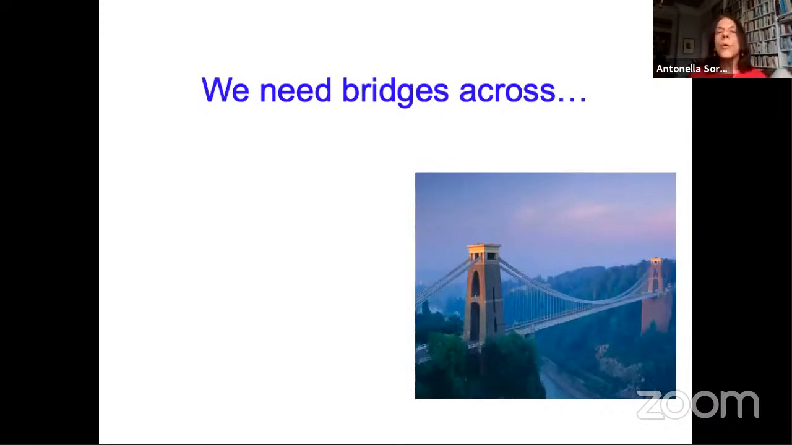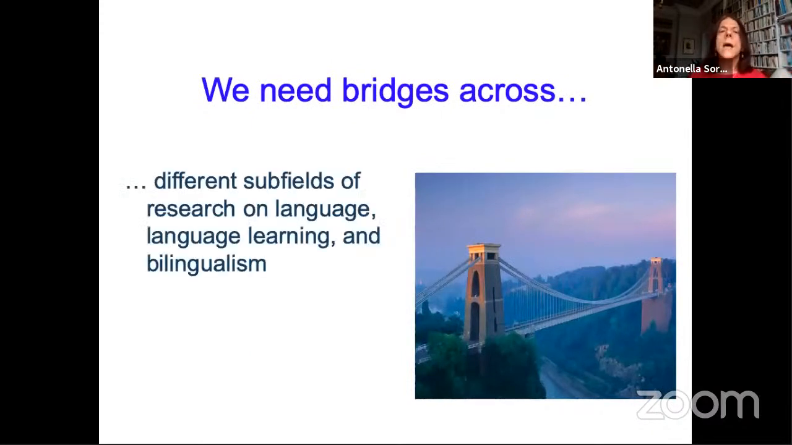And we need more interdisciplinary bridges across different subfields of research on language learning, on bilingualism. We need to talk to one another more. We need to collaborate with people working in different fields, much more than what we've done so far. And we need also to communicate with society.